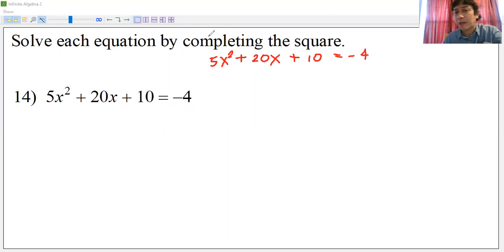Now you can notice the x squared does not have coefficient 1. There's a 5. So we shall begin here. We have the 5x squared and plus 20x, and there's a common factor, 5. We can factor out the 5. So factor out the 5.